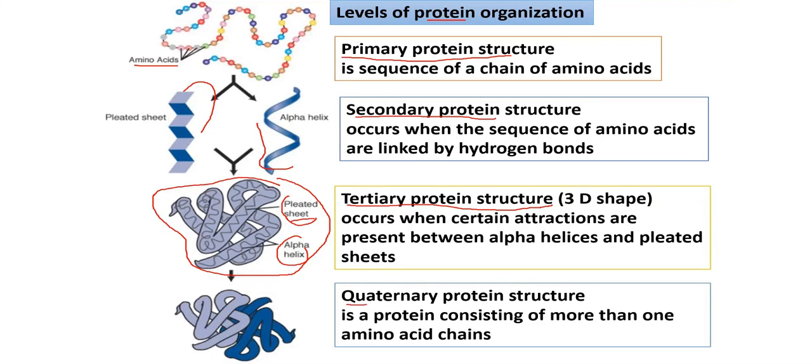And then we have quaternary protein structure. This is when a protein consists of more than one amino acid chain. So this is one amino acid chain, this is a second amino acid chain. So this is more complex. There is a change in the shape of the amino acids and different attractions, and then we have several different amino acid chains attached to each other.